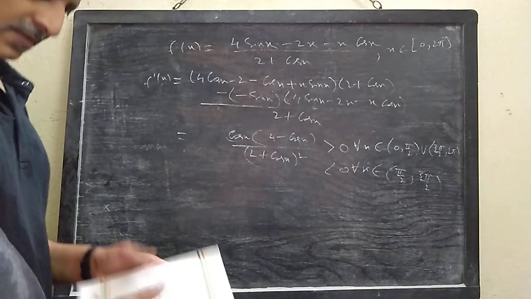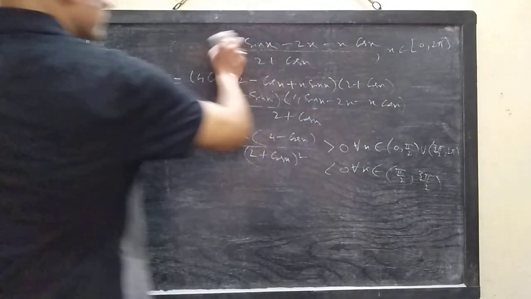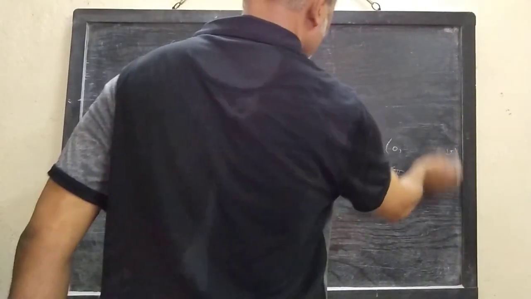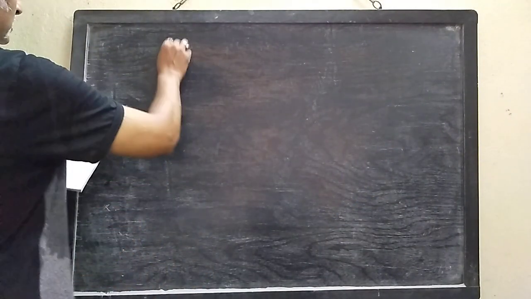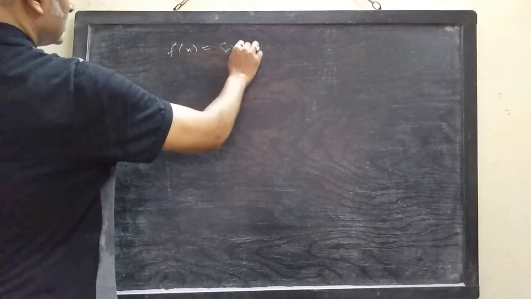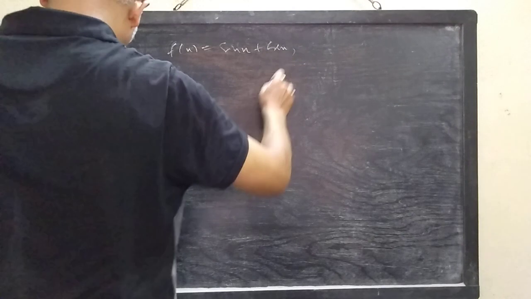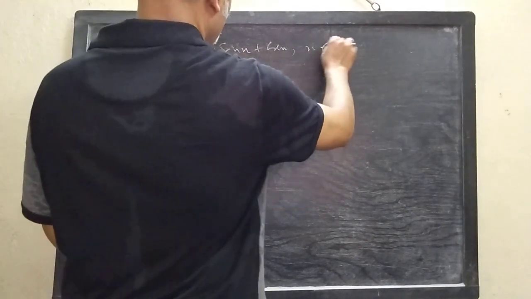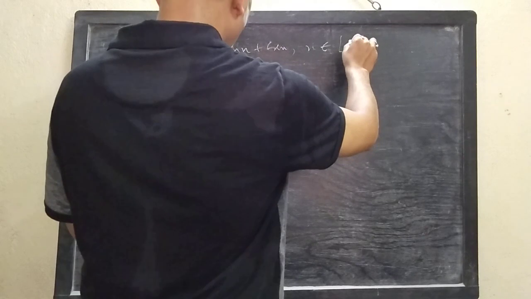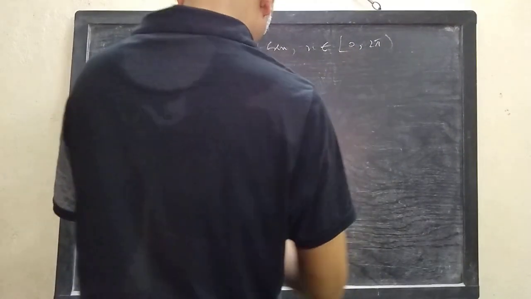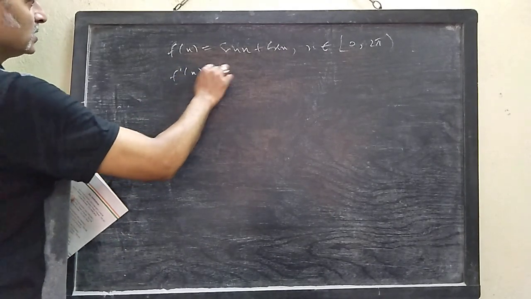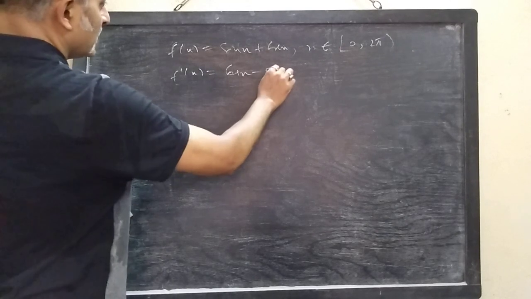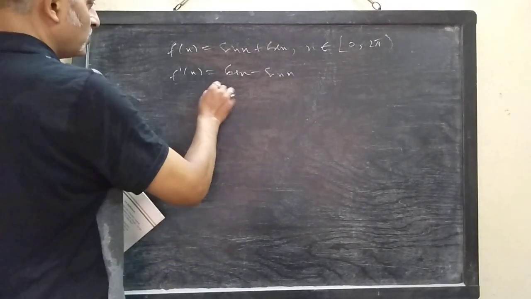Next, let us consider the function f(x) equals sin x plus cos x. Here you are asked to study the nature of the function within the closed interval 0 to 2 pi. f dash x will be cos x minus sin x. So write it in this way.